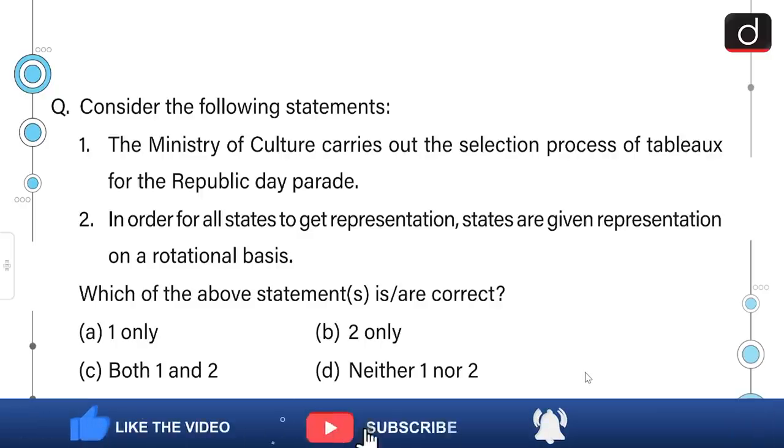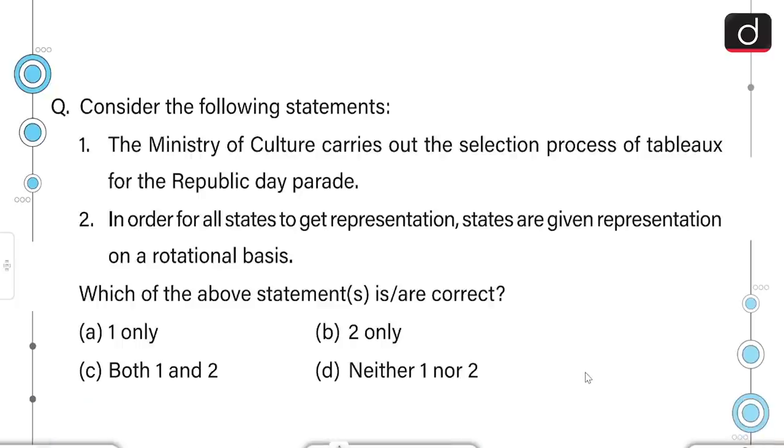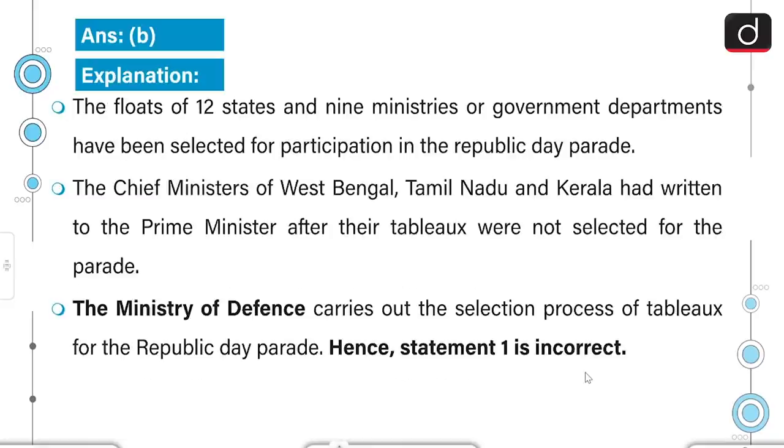Consider the following statements. Ministry of Culture carries out selection process of Tableaux for the Republic Day Parade in order for all states to get representation. States are given representation on rotational basis. So we have to select the correct statement. Option B is the correct answer.